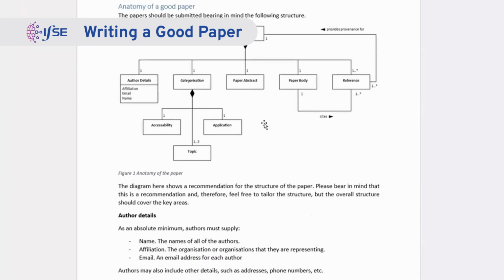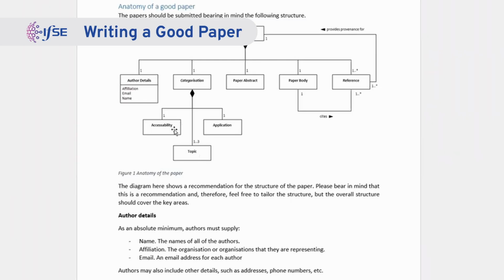When it comes to the paper itself, this is the generic, what we refer to as the anatomy of a good paper. This is what we're getting the reviewers to look at. Essentially, we've got the preamble, so the author details with your affiliation, email and name, and the categorization. Basically there, what we've got is the topic area. Although there isn't a definitive list of topics, there is a high level list of topics that you might expect. So things like requirements engineering, configuration management, MBSE, digital twins, all these sorts of things are there as topics.